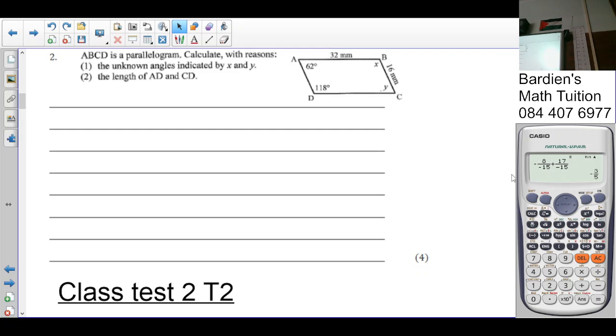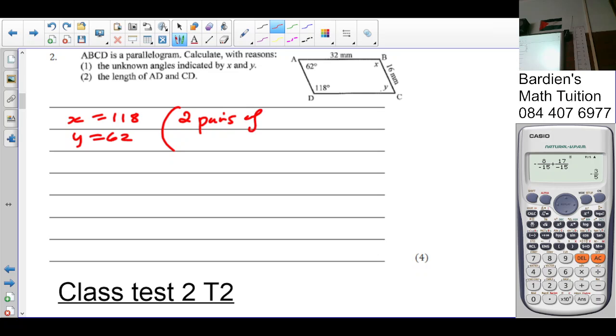So, here you're going to say x is equal to 118. Y is equal to 62. For both reasons, you can't write it like I'm writing it. For each one you must write 2 pairs of opposite sides. 2 pairs of opposite angles. If you're talking about angles here, you can't say sides here. 2 pairs of opposite angles equal in a parallelogram.